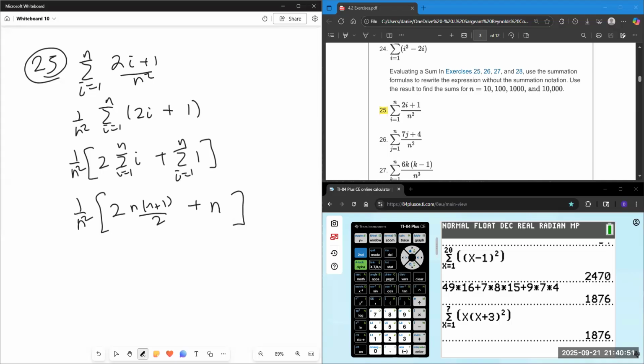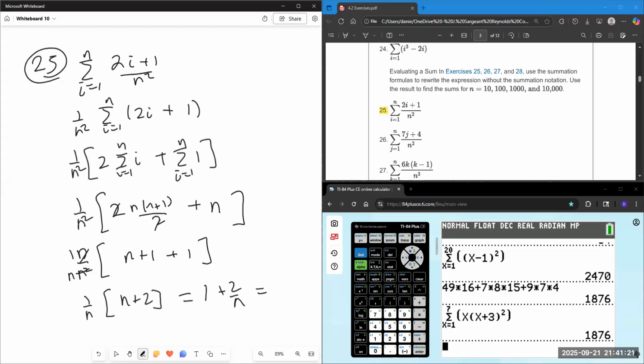n can factor out. 2 comes out here, and this is n plus 1, plus 1. This is 1 over n times n plus 2, which is 1 plus 2 over n, and I'll call that f of n.